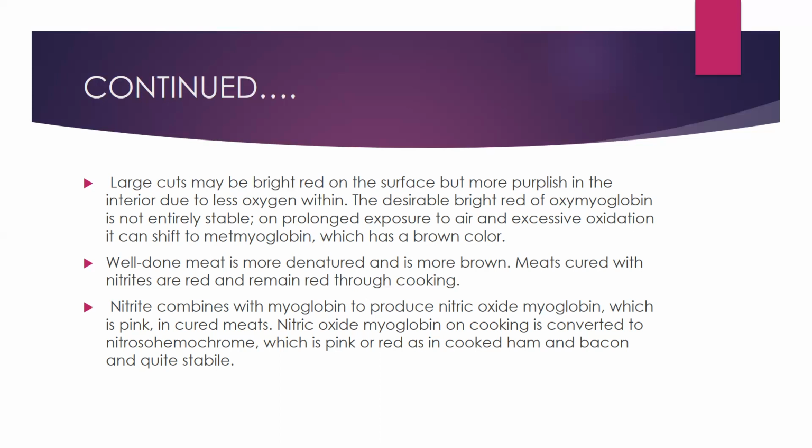So now, when meat is cured through nitrite, it combines with myoglobin to form nitric oxide myoglobin, which is pink in color. And when nitric oxide myoglobin converts to nitroso hemochrome, then it becomes stable and is again pink or red in color. Okay, so these are the things which you need to remember.